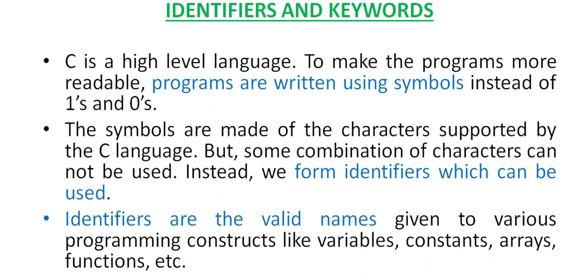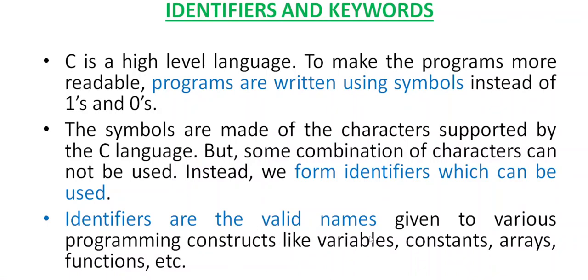Okay, in C language, you will be using variables, constants, names, and functions. But how do you identify each one? Suppose you want to have two variables. How to differentiate between them? That means you should have different names for them. Those different names are nothing but the identifier. So identifiers are nothing but the valid names.